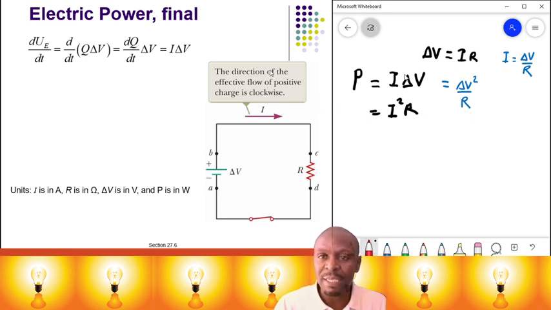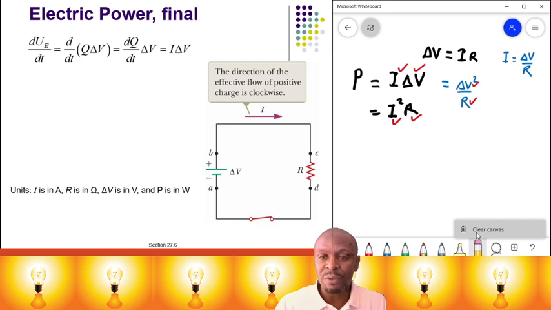This equation implies that if you know the current and the potential difference, this is what you are going to use. But now, if you know the potential difference and the resistor, this is the equation that you are going to use. But if you know the current and the resistor, this is the equation that you can use to calculate the power.